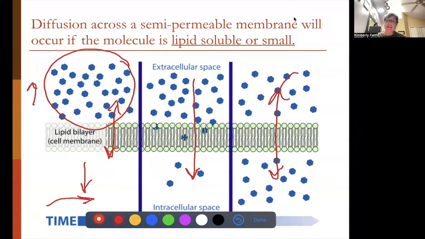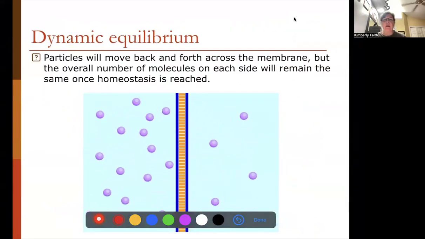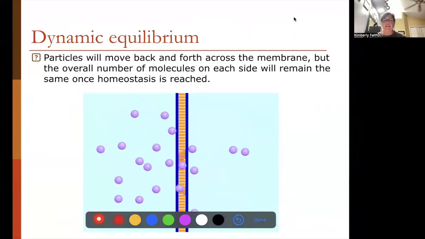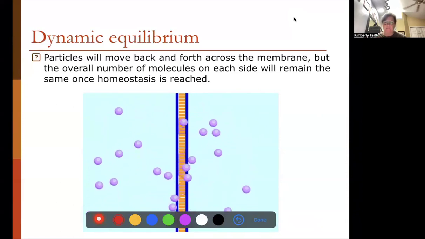Now, this does not mean these solutes are not moving anymore. It just means that we have approximately the same moving this way as we have this way. So here's our dynamic equilibrium. You can see the molecules moving back and forth. We're trying to get equal number on the same side, but even when it has equal numbers, we're still having movement from right to left or left to right.